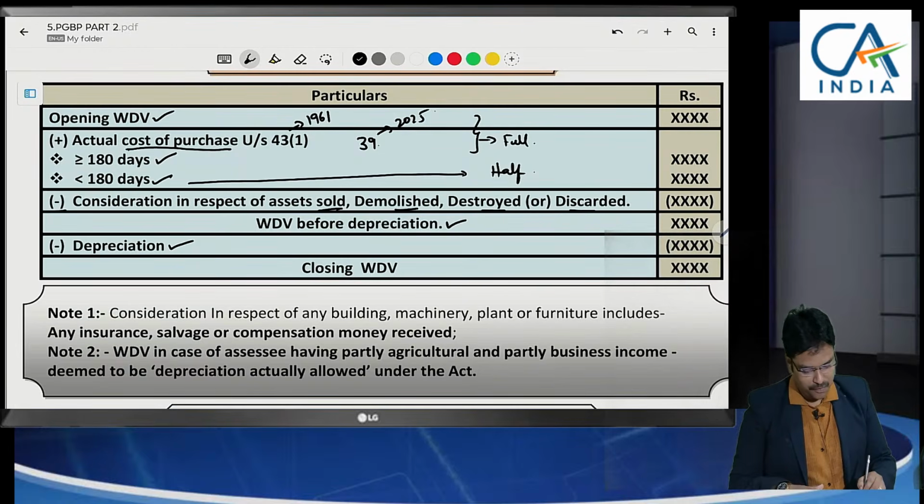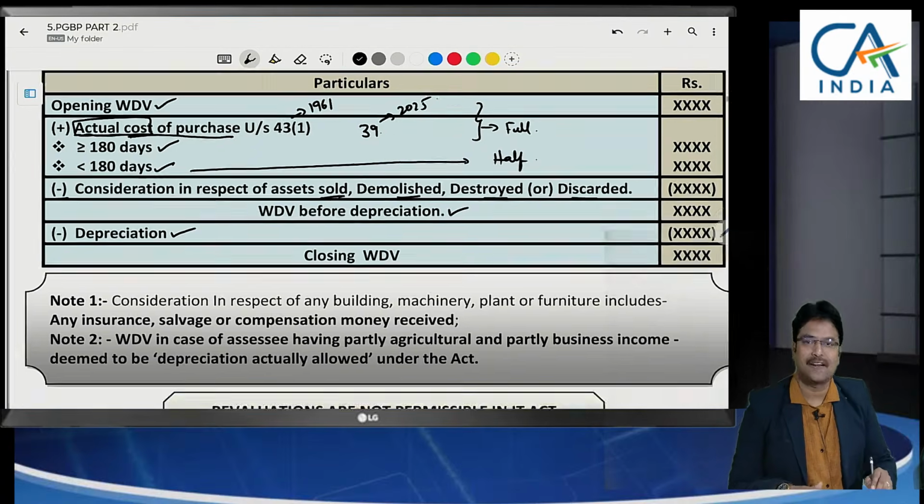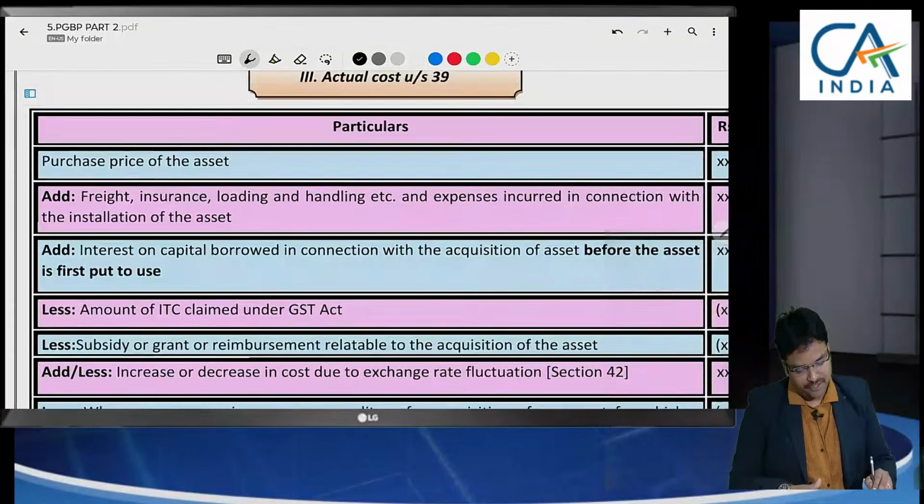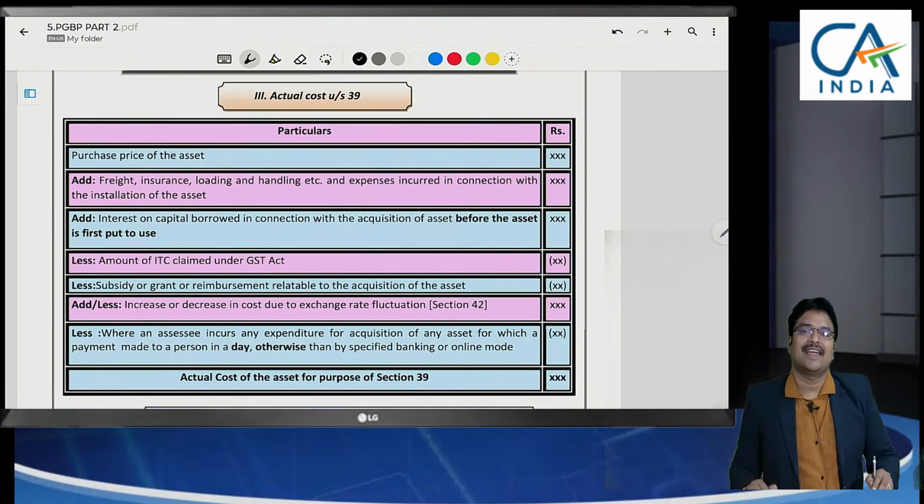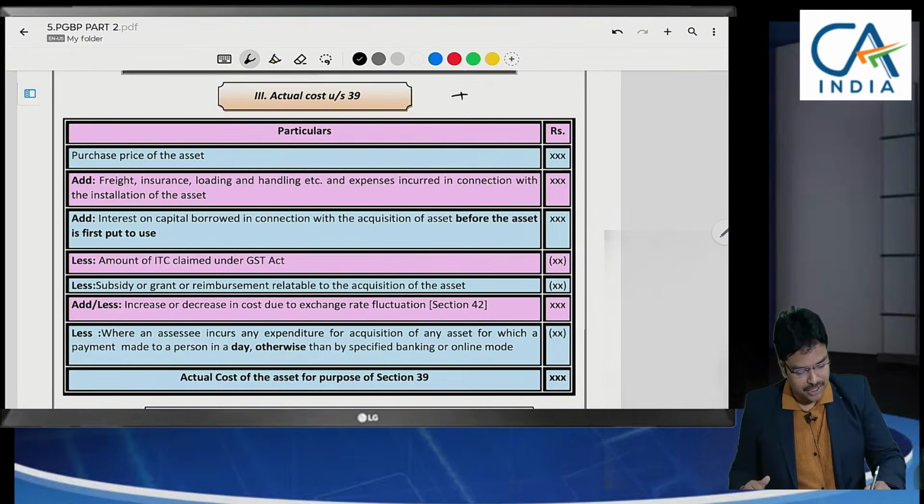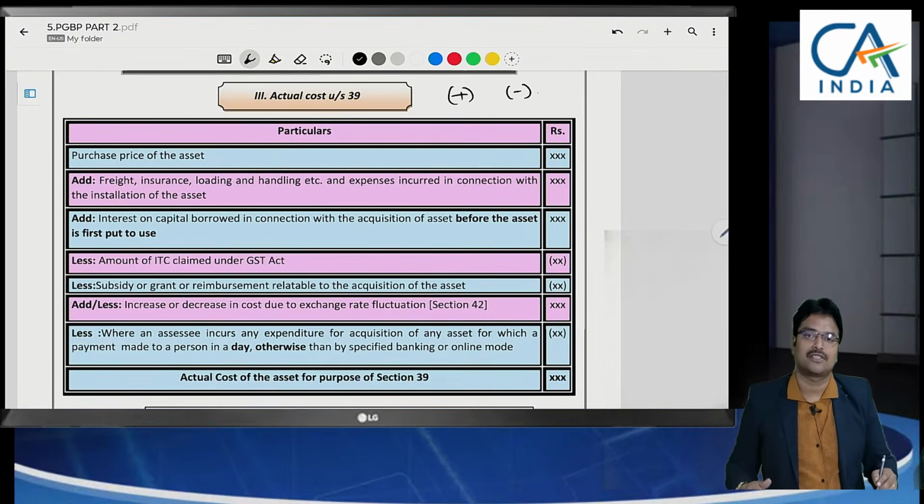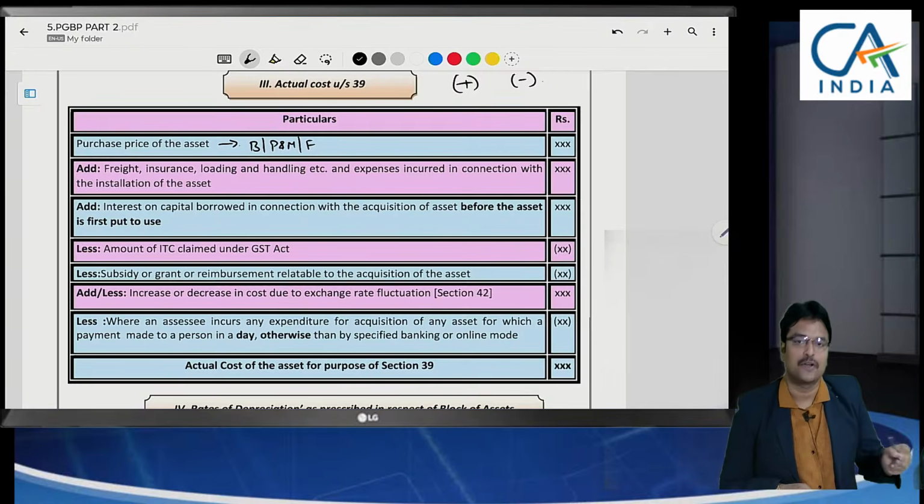So here what we need to see is what we mean by the term actual cost. Let us conclude this one and enter the special aspects. Here, if you see actual cost determination under section 39, the additions have been clearly specified. There will be some additions and there will also be some subtractions. So what are those? Let us see. Purchase price of the asset. It might be a building, a plant and machinery, or furniture, whatever it may be.